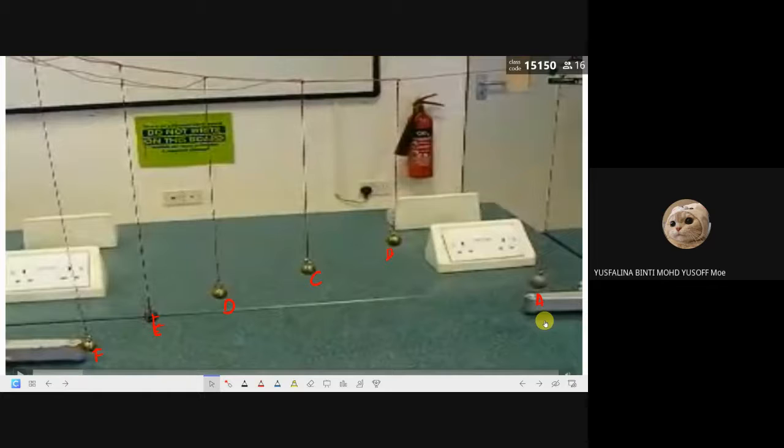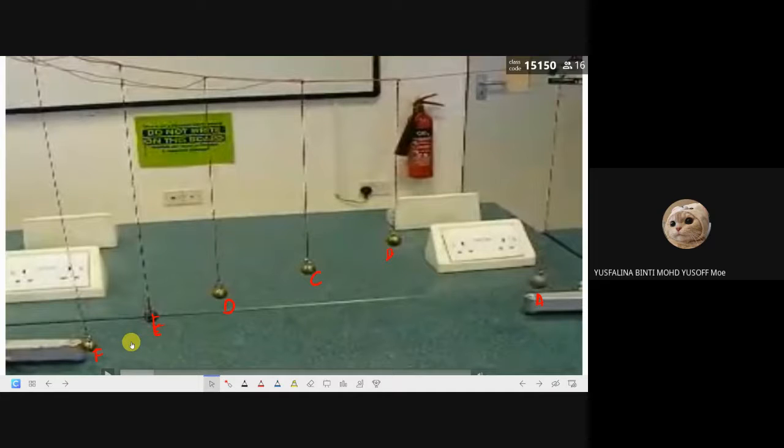So when the bottom pendulum A starts to oscillate, it will transfer energy to pendulum B, C, D, E, and F. When the energy is transferred, all of these pendulums will oscillate also. But the amplitude, meaning how far it goes, depends on the frequency. Since A has the same length as E, they both have the same frequency.